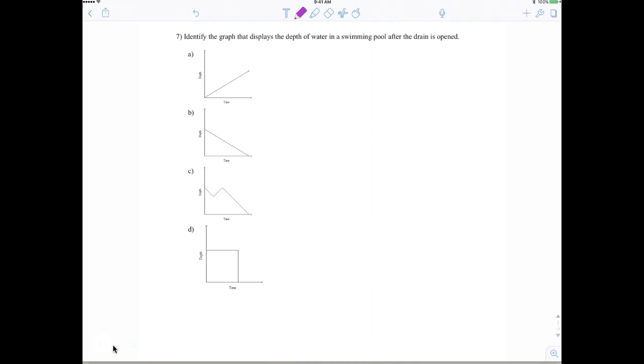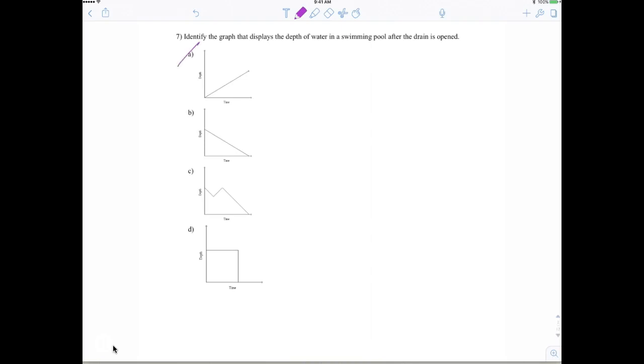So every once in a while you have to drain your pool, all right, to clean the sides or to remarcite or whatever you're doing to your pool. So you drain it out. You open up the drain, and now what is happening? Is the depth of your pool increasing or decreasing? So right off the bat, we know the depth is decreasing. So I can eliminate what? A. I can eliminate A.